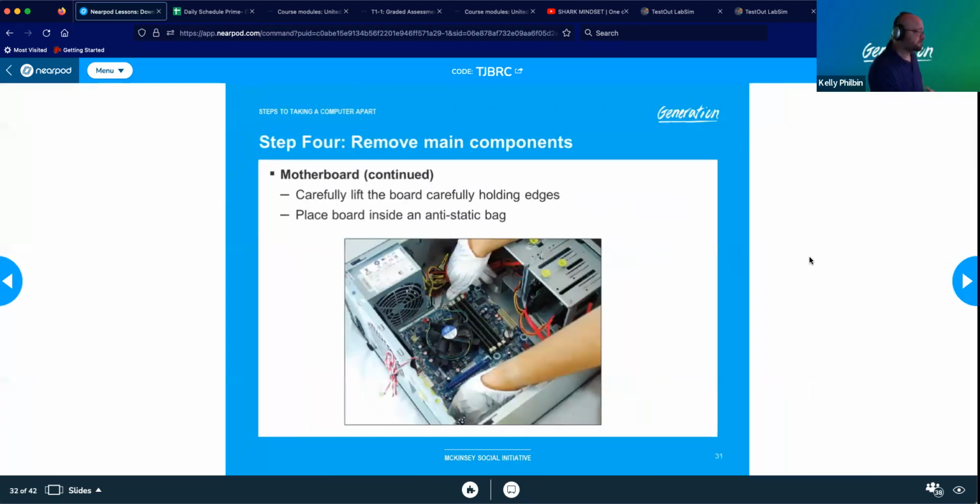All right. Then you can set that on your ESD tray or an anti-static bag if you have one handy for that. And with that, we have everything out. We should be looking at a beautiful empty case ready to go.